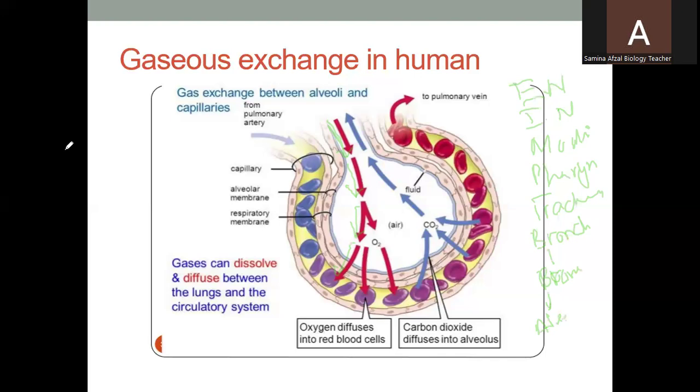Now, here you can see the air has reached into the alveoli, which have a higher concentration of oxygen. You can see the blood is coming from the pulmonary artery. The pulmonary artery has deoxygenated blood. So deoxygenated blood is entering into this capillary and will move in this direction.